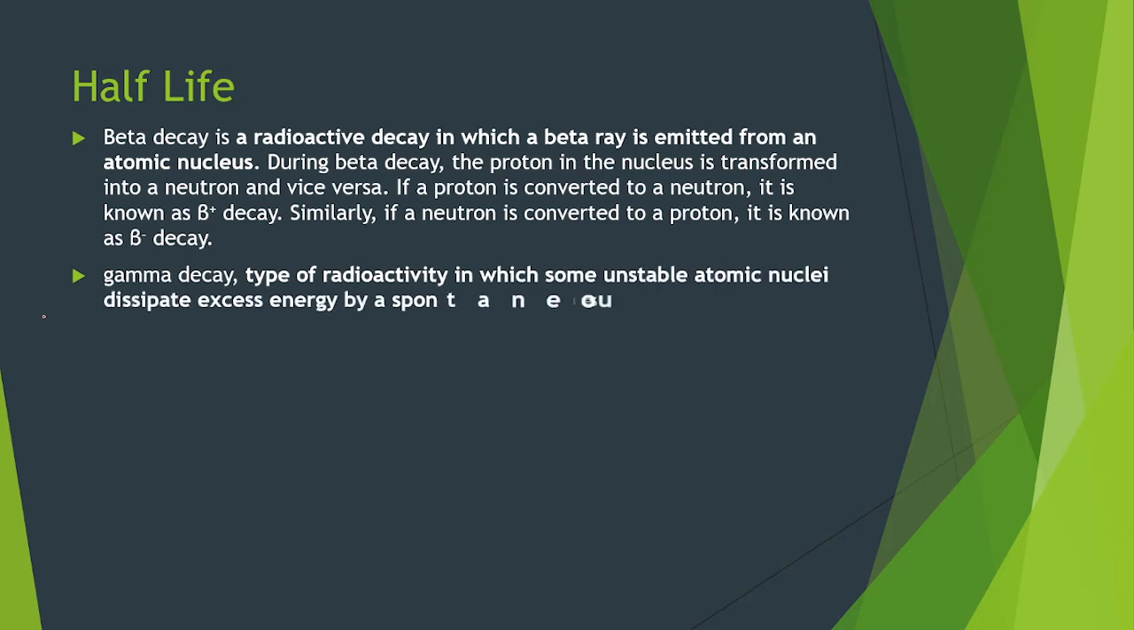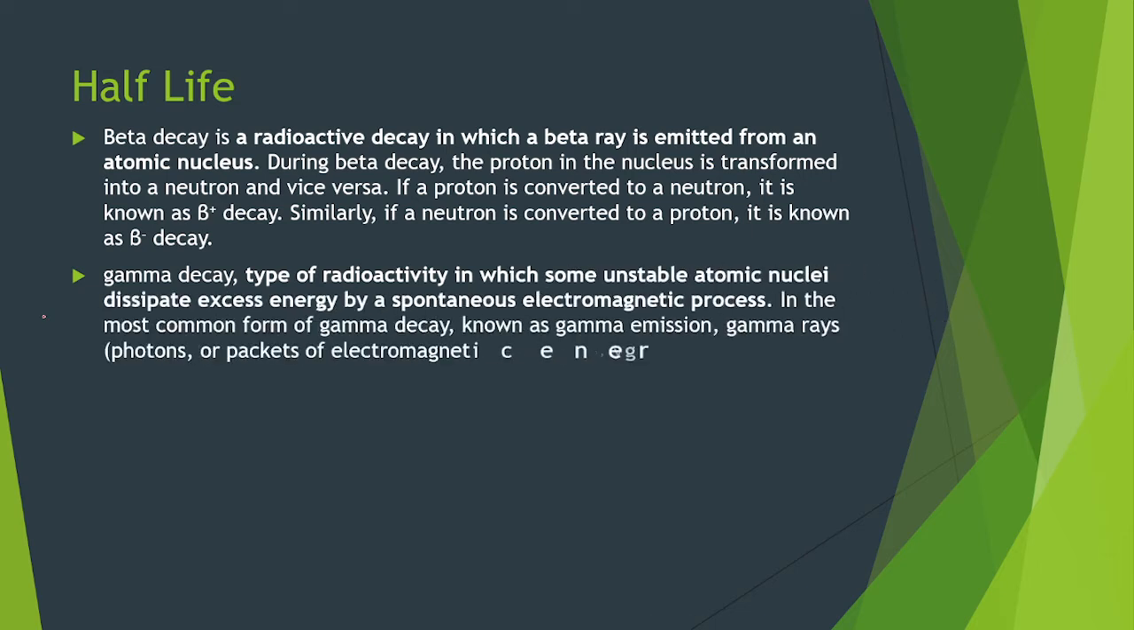Gamma decay is a type of radioactivity in which some unstable atomic nuclei dissipate excess energy by emission of spontaneous electromagnetic radiation. In the most common form of gamma decay, known as gamma emission, gamma rays, like photons or packets of electromagnetic energy of extremely short wavelength, are radiated by the atom. After undergoing this decay process, the nucleus changes and the original material gets reduced.